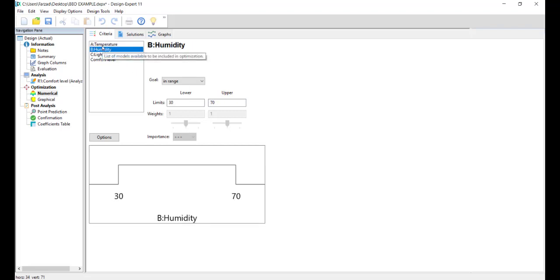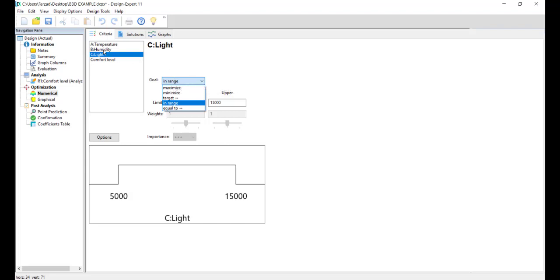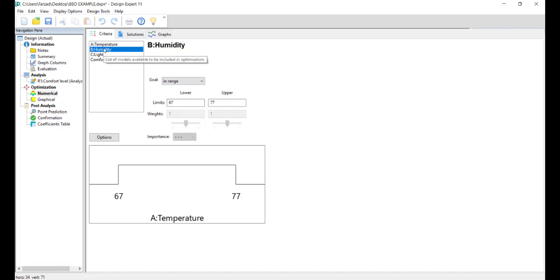However, we can also change the range for temperature, humidity, and light, or our factors, and find the optimum point in that range for each one of these factors. We can also select a goal for each factor in our optimization process. So here we leave temperature in range, any temperature from 67 to 77 degrees Fahrenheit, humidity 30 to 70%, light 5,000 to 15,000. So we do not change it.